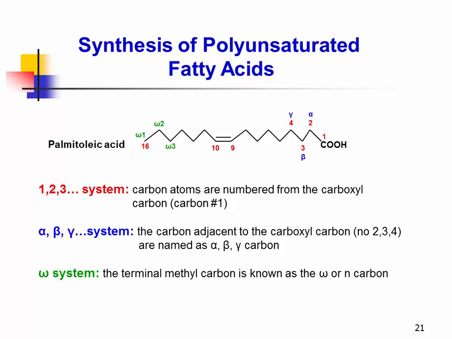And the last one is the omega system. In the omega system, we start from the methyl end, the methyl carbon. The first carbon at the methyl end is named omega 1, and then omega 2 and 3, right? So just to clarify these different naming systems.